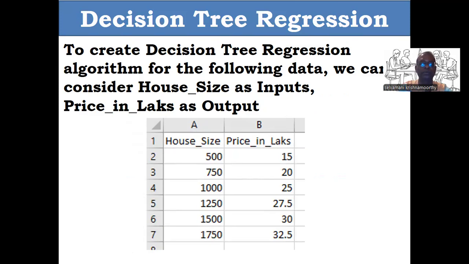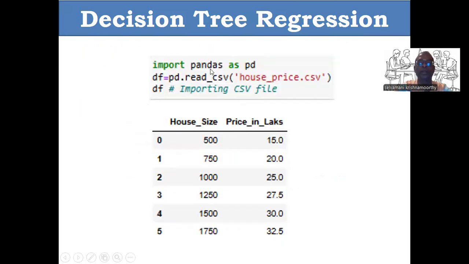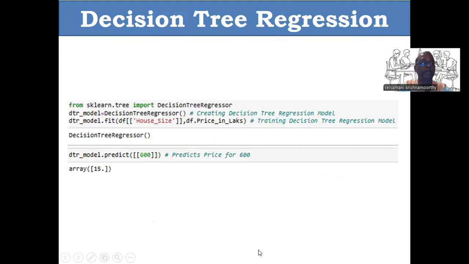Now let us create one small coding. Import pandas as pd, df equal to pd dot read underscore csv. I imported. Two columns are there, house size as well as price. From sklearn.tree import DecisionTreeRegressor. So decision tree regression is one class I imported. Here I create one model, decision tree regression model. After that, we train the decision tree regression model with the input as well as output. House size is the input, price in lakh is the output.